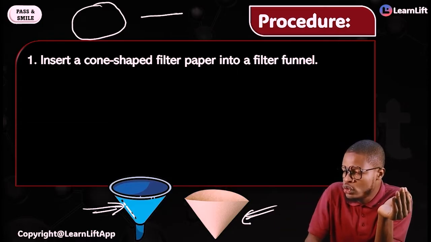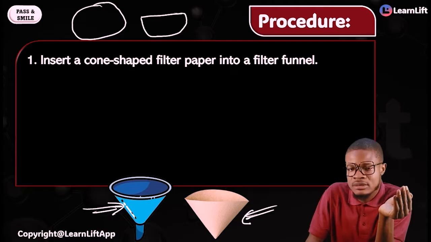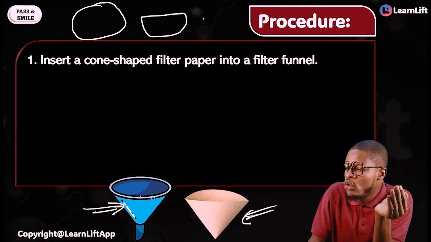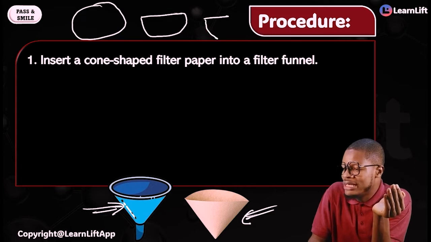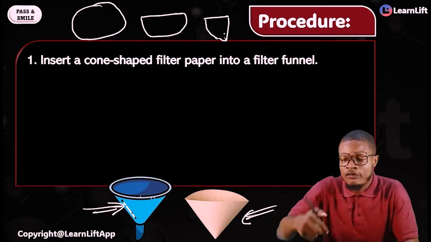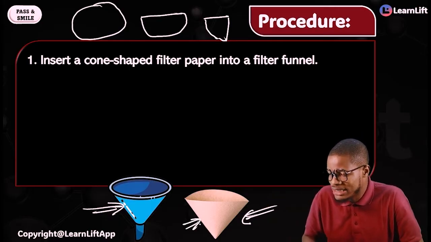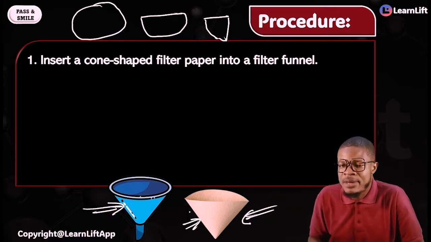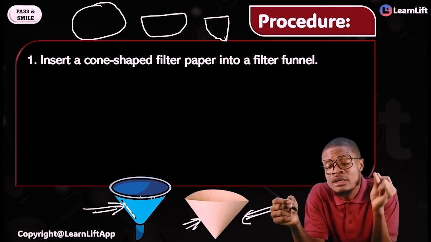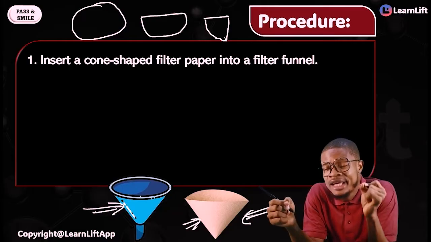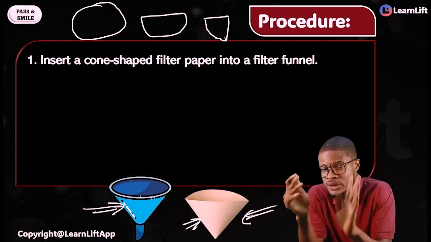Fold it into two. It will give you a semicircle, right? Now, that semicircle, go ahead and fold it again into two. It will now give you something that looks like this, which is like a cone. And then you open the middle of it. You are going to get something of this nature. Carry this cone-shaped filter paper and put it inside the funnel. That's why we say insert the cone-shaped filter paper into a filter funnel. Are you seeing it now?